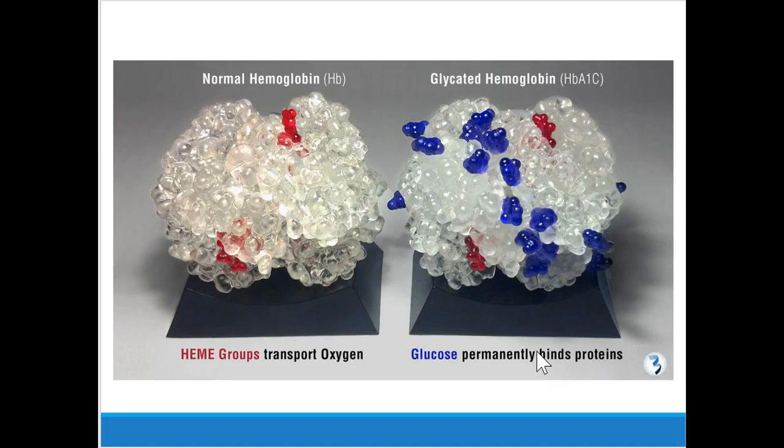A1C is basically giving you a picture of a trend in one nice, easy to read lab value, whereas you don't have to interpret 3 months of pump data or glucometer data. Anyway, the more blood glucose bound to hemoglobin, the higher the percentage of hemoglobin A1C.